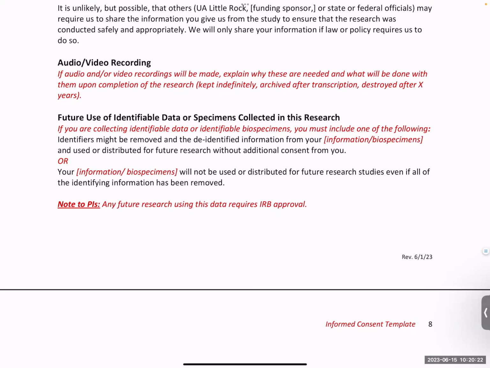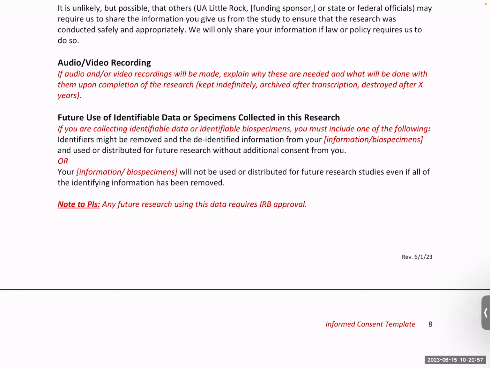The next section on audio-video recording is where you should tell participants if any recordings are to be made, and there should be check boxes on the consent form for participants to check to agree to all forms of recording you intend to use. There should also be an explanation of what alternatives, if any, exist for participants who do not want to be recorded.